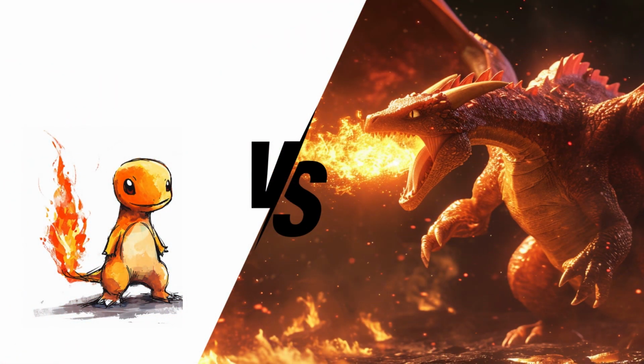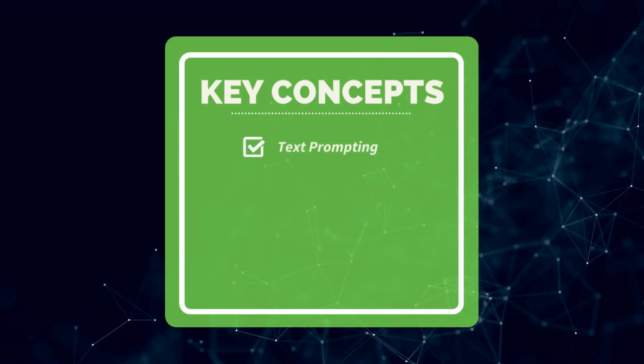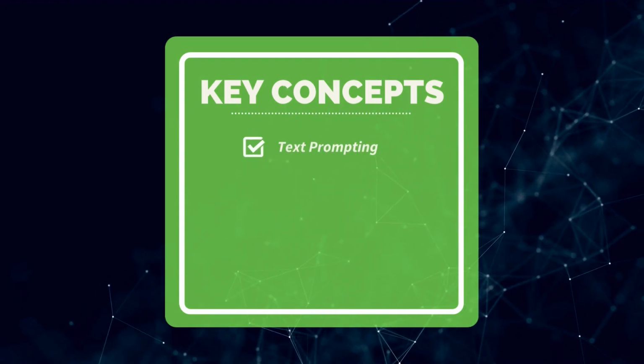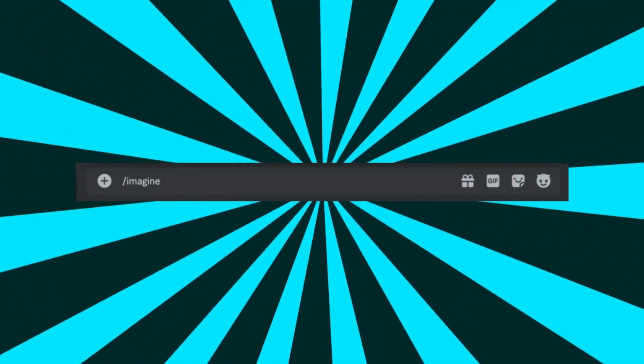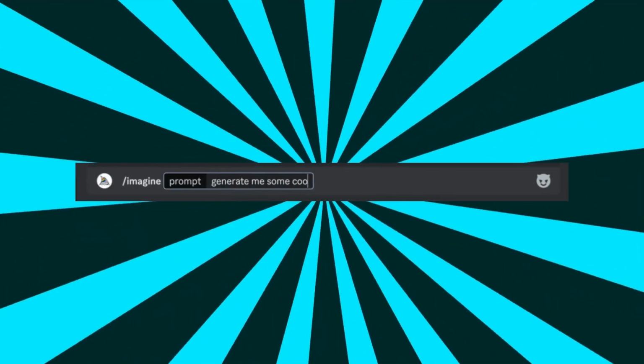Let's go. To become a MidJourney master, we're going to need to cover some key concepts. First up is text prompting. Text prompting is just a fancy name for the words you type into MidJourney to generate an image. For those new to MidJourney, your interactions may look something like this.